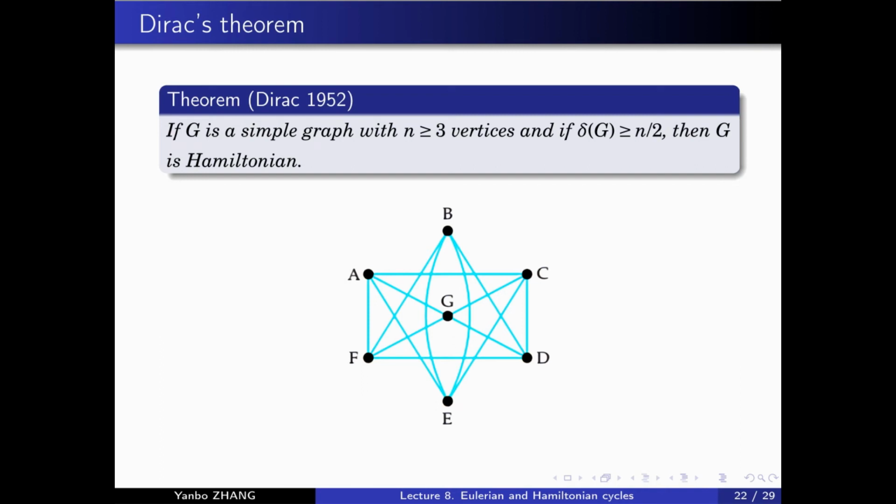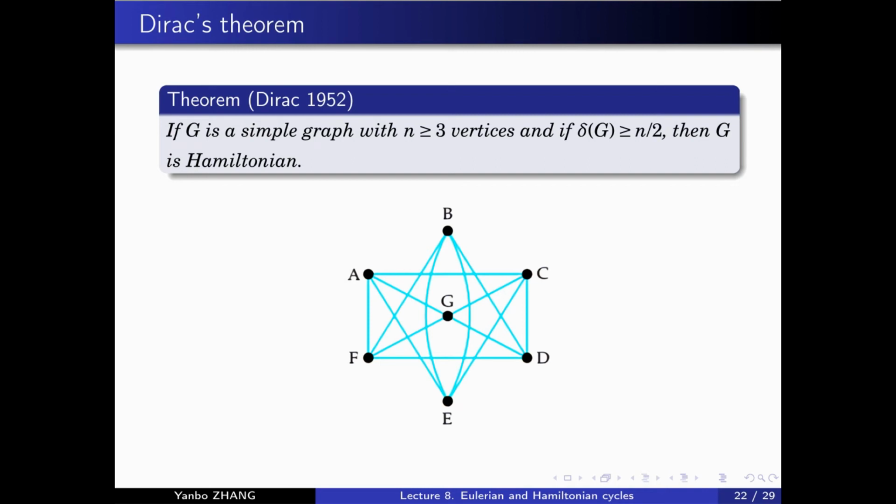Now we come to the last section, Dirac's theorem. This is a sufficient condition for Hamiltonicity. The theorem was given by Dirac in 1952. If G is a simple graph with n vertices, n is greater than or equal to 3, and if the minimum degree of G, δ(G), is greater than or equal to n over 2, then G is Hamiltonian.